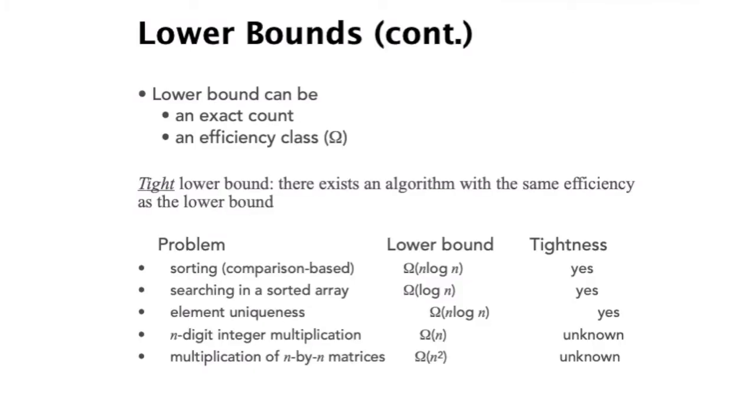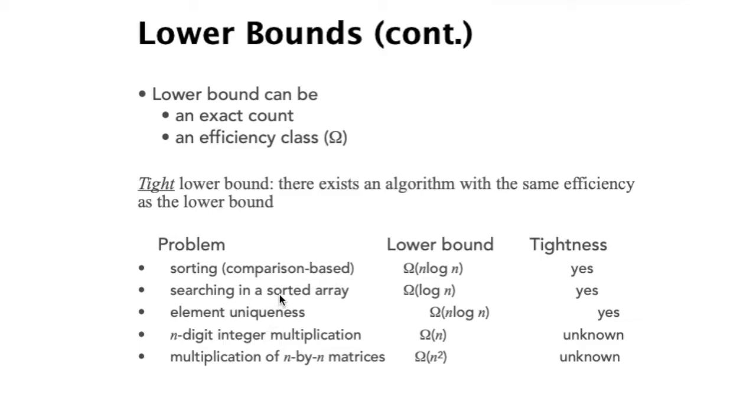The lower bound can be an exact count or an efficiency class. If it's an exact count, it could be a constant number or a specific function. The function should be with respect to the size of the input, say n or n squared, where n is the total size of the input. If it's an efficiency class denoted by the omega notation, then it's a group of functions that is bounded below by some function inside the omega notation, like this one.